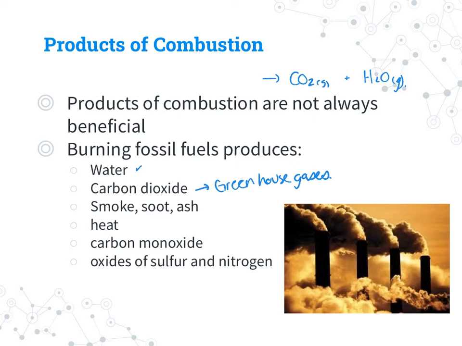Carbon monoxide can be produced in place of carbon dioxide. Carbon monoxide is poisonous. So, when a fire is burning in a confined space with limited oxygen, we start to get carbon monoxide instead of carbon dioxide. This is very dangerous. Other things that we can get as a product of reaction are sulfur and nitrogen. This is a problem because these are much more toxic than carbon dioxide.